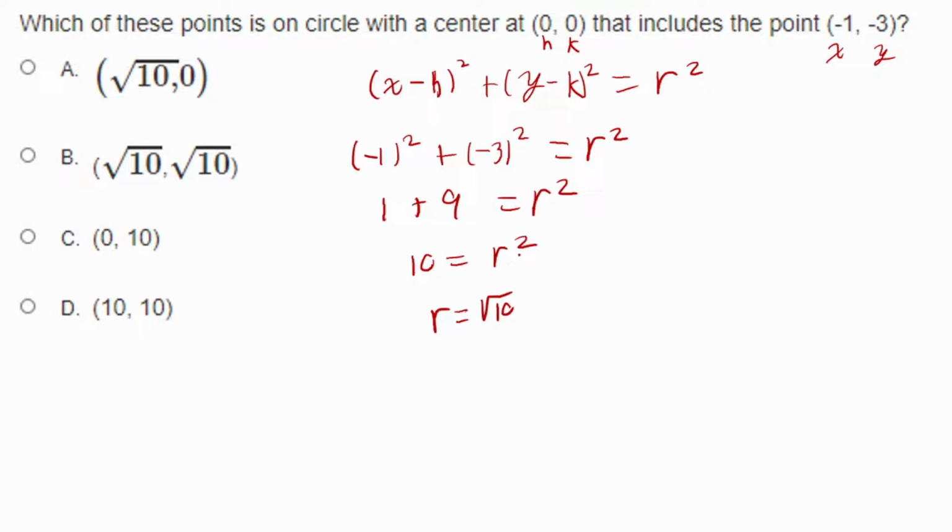So now we have to go back and think about what our equation is going to be. Our equation is just going to be x squared, because we're at the origin. Whenever you're at the origin, your left side of the circle equation looks like x² + y² equals, and then what is my radius? My radius is the square root of 10, but since we're squaring it, we just get 10, because squaring cancels the radical.